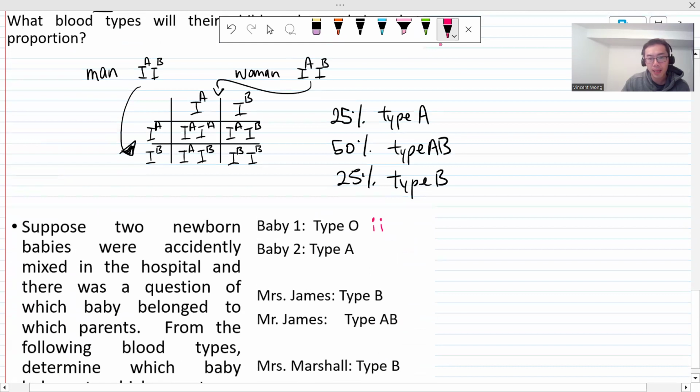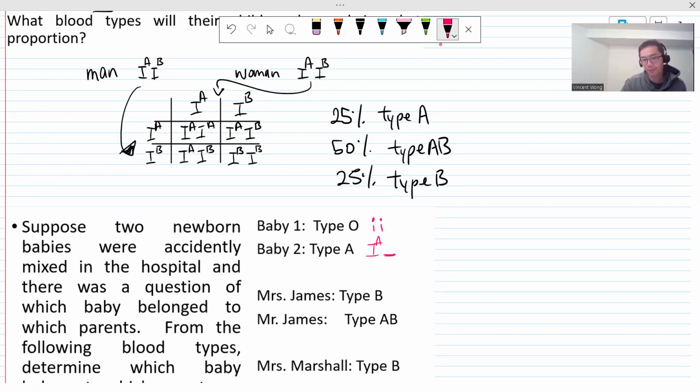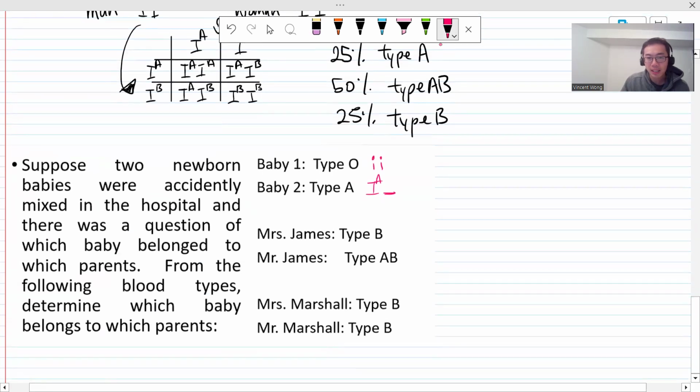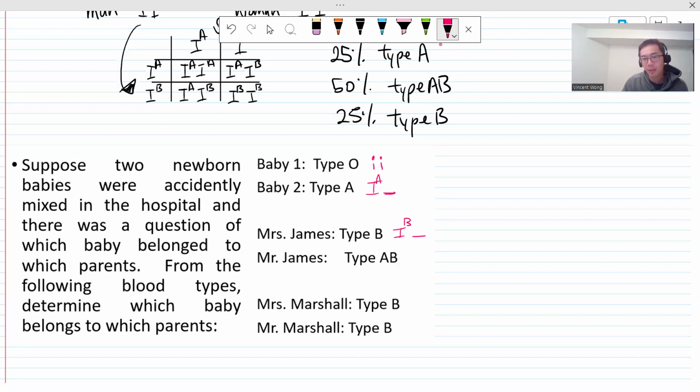What about type A? Well, for type A, it is going to be IA something. I don't know if it's IA IA or IA little i. Not enough information. Let's move on to the Jameses. Type B is IB something. Again, I don't know if it's IB IB or IB little i. And type AB is IA IB. And that's where we can stop. We can see the answer at this point now.